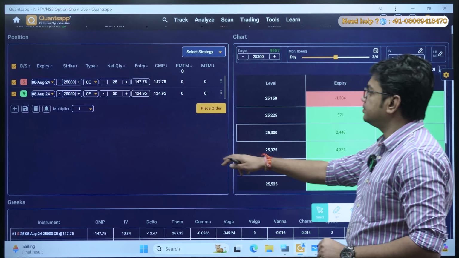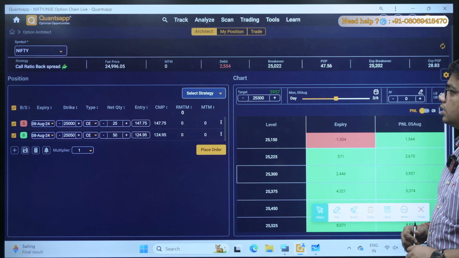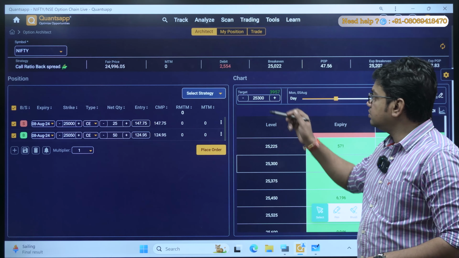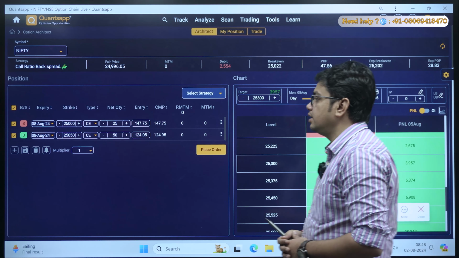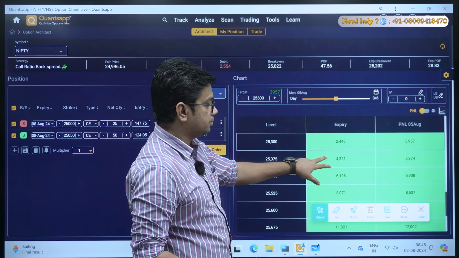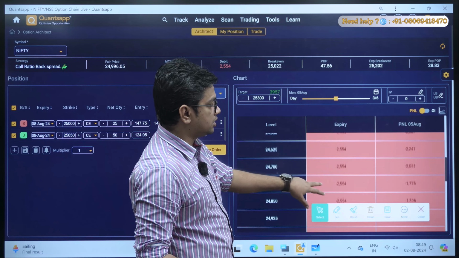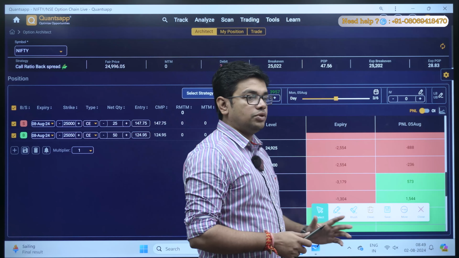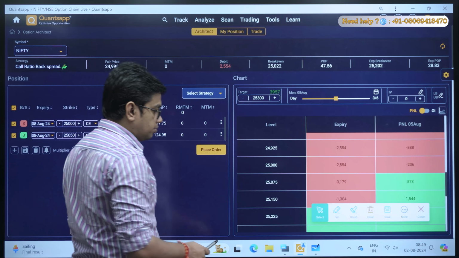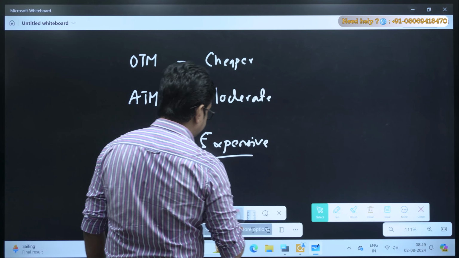So now here, you can see I have taken the call ratio back spread. If the Nifty is moving to 25,300, these are the profits I can make, and these are the losses I can make. Now why am I using the option strategy? Why am I not using the naked option? Let me show you the reason.